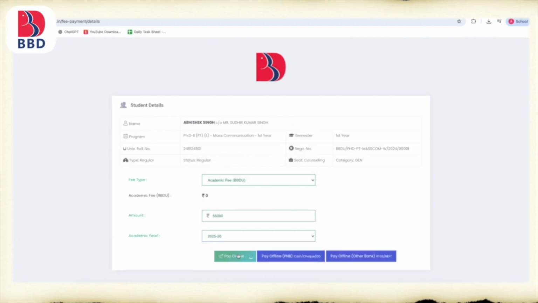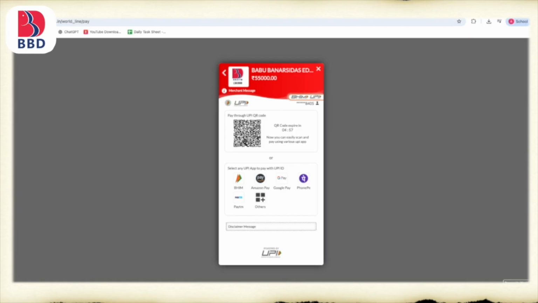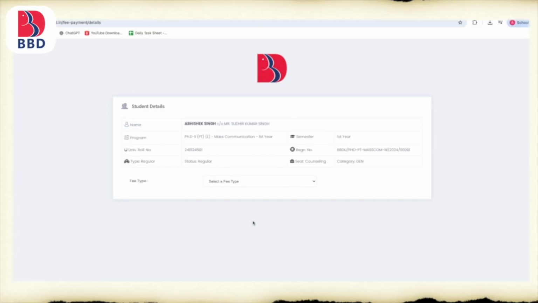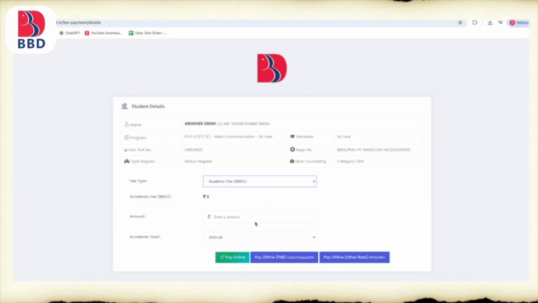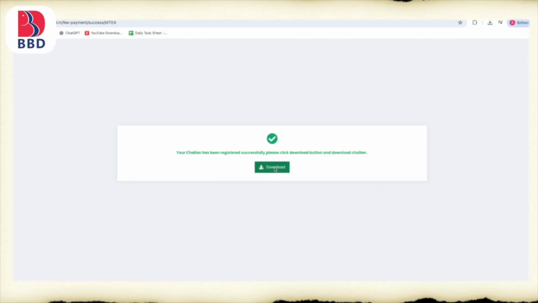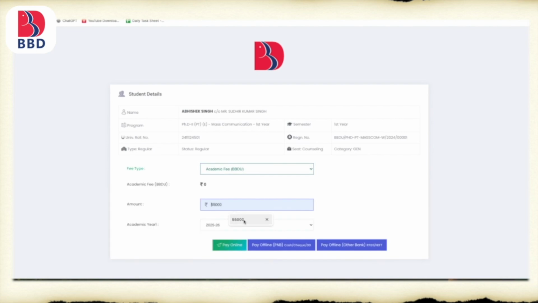Once your online payment is successful, take a printout of the payment confirmation and visit the accounts department to collect your official fee receipt. In offline mode, students with PNB bank accounts can also pay fees via the Challan system. Just generate the Challan online and visit any PNB bank to deposit cash or cheque. The same facility of RTGS and NEFT is also available for students having bank accounts other than PNB.